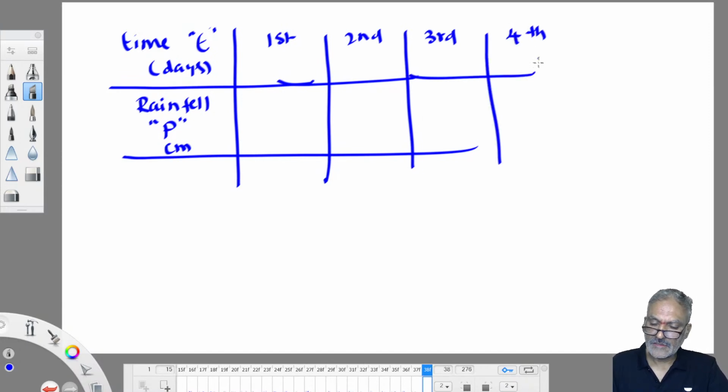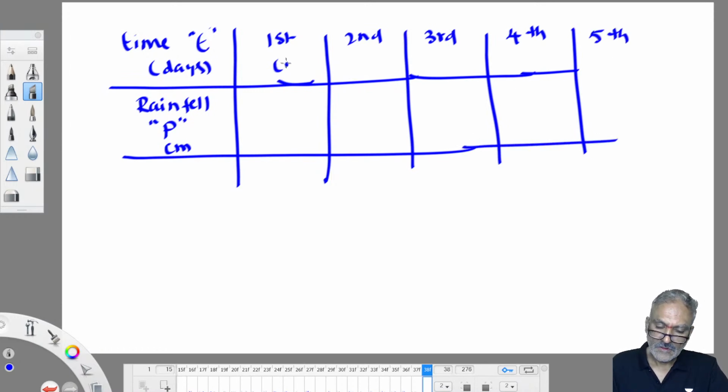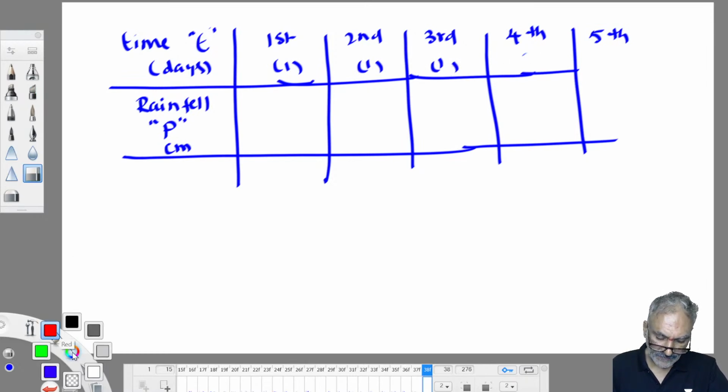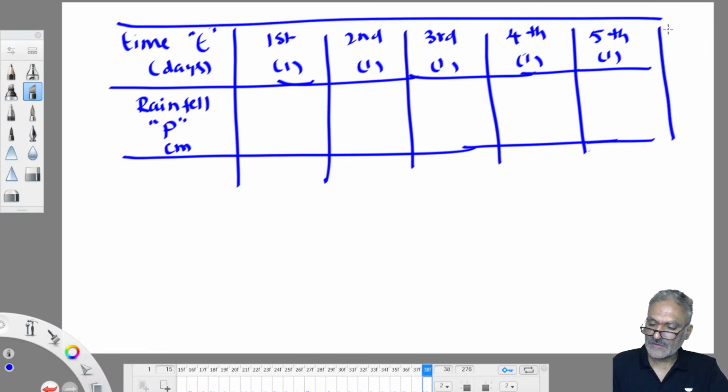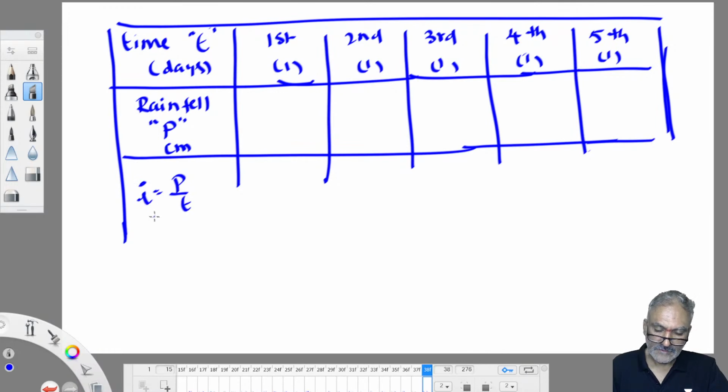First day, second day, third day, fourth day and fifth day. 5 days now. First 1 day, second 1 day, third 1 day, fourth 1 day, fifth 1 day. Rain is occurring successively for 5 days continuously, without any gap. So it's a single storm only, but non-uniform. I is equal to P by T. We'll get the answer in centimeter per day.